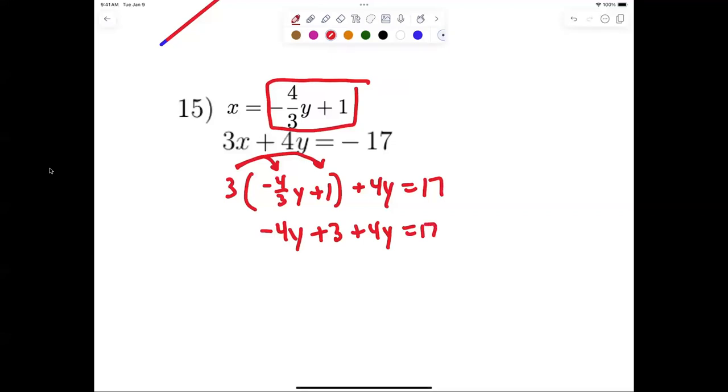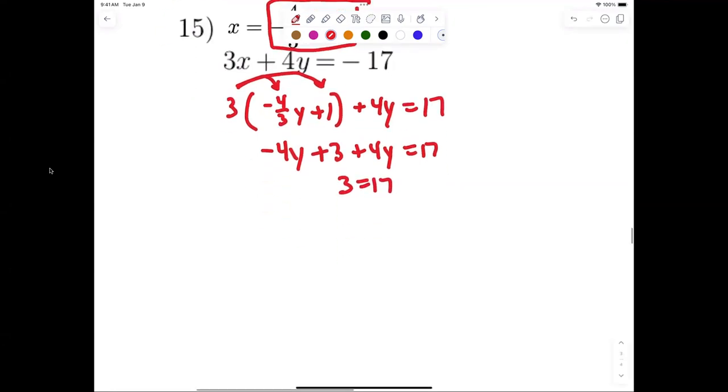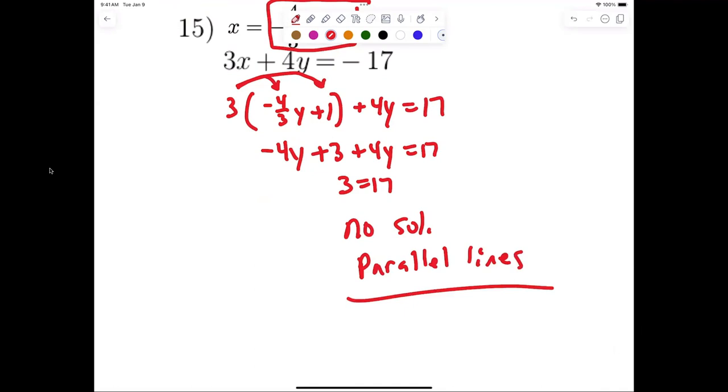What happens to the y's? So does 3 equal 17? No, so that one's nice. No solution. Because it's no solution, that means they are what? Parallel lines. Thank you. Why was the 17 not negative? Yeah, it's negative. No solution, parallel lines. Anybody got a question with that?